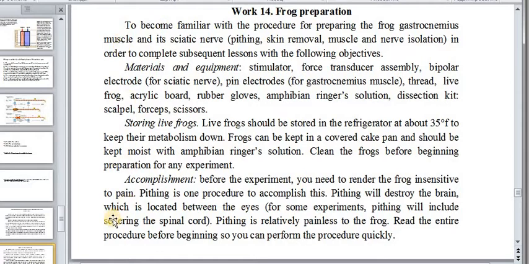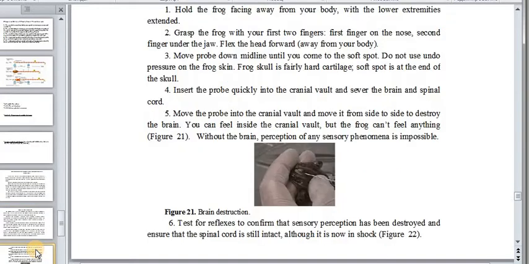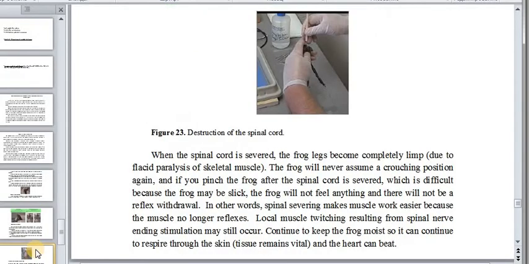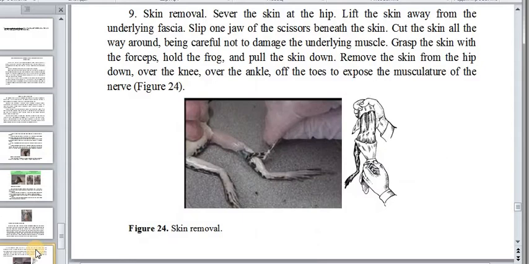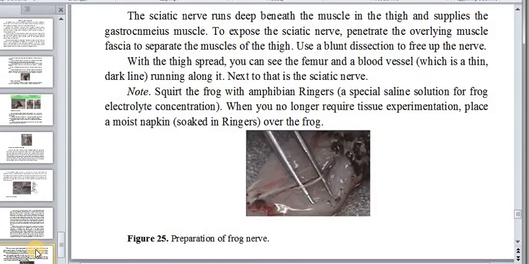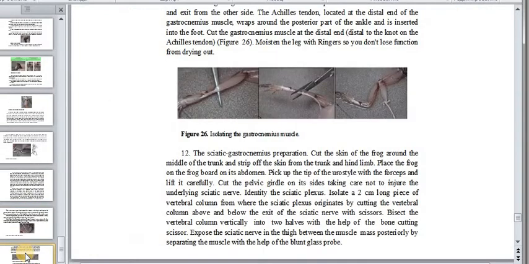As you see, look through the text, there is a lot of information about how to prepare the frog. And now we will have the video. We will see the video about how to do the preparation of the frog, and in all our next lab works we will use the frog for this process. Let's start to look through the video.